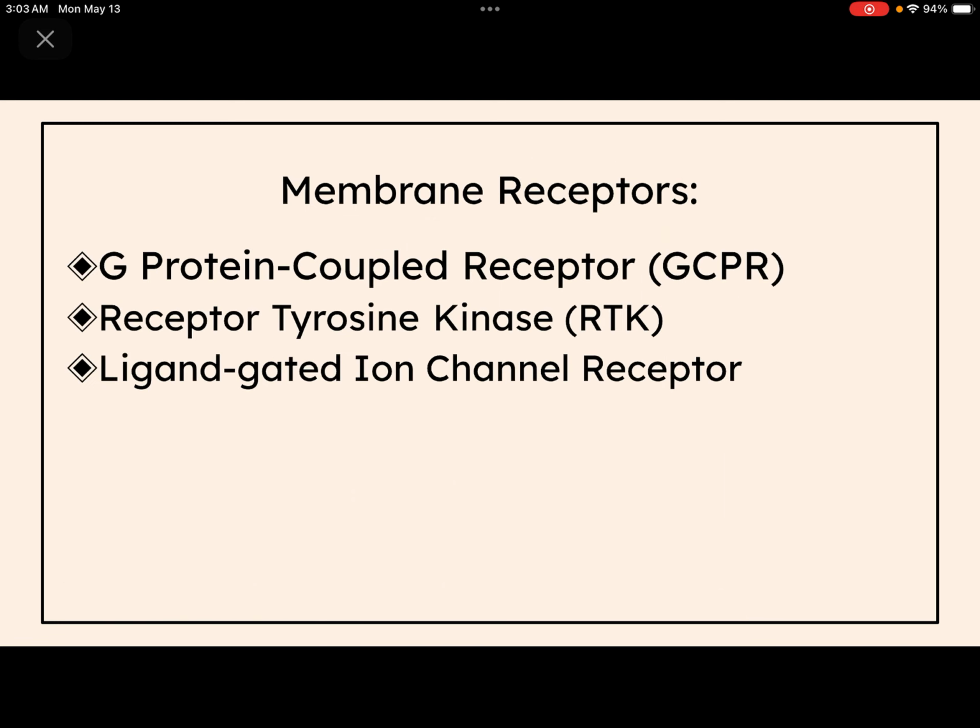So there are 3 types of membrane receptors. The first one is G-protein coupled receptor, or GPCR, a receptor tyrosine kinase, or RTK, and a ligand-gated ion channel receptor.